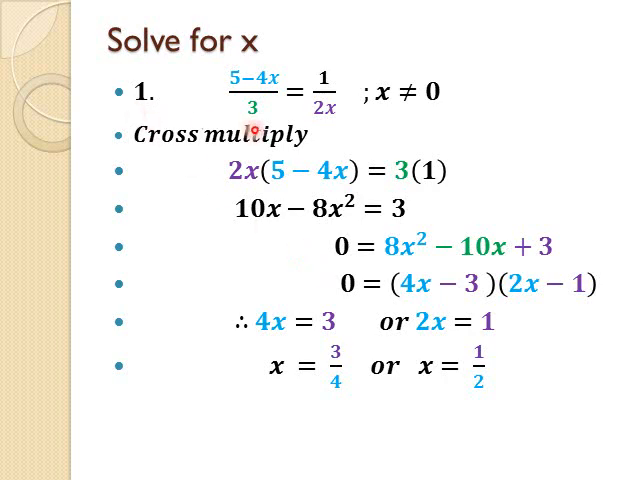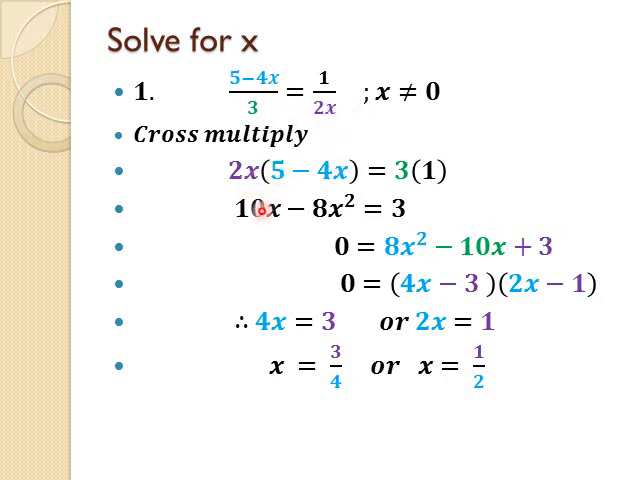Right, so here in problem 1, they've given us 5 minus 4x over 3 equal to 1 over 2x. We should note x cannot equal 0 because 2 times 0 is 0 and 1 divided by 0 would make it undefined. Because I have only two fractions, I'm going to cross multiply. So 2x times 5 minus 4x, equals 3 times 1. In theory, I'm multiplying the denominator away, so that I don't have fractions.